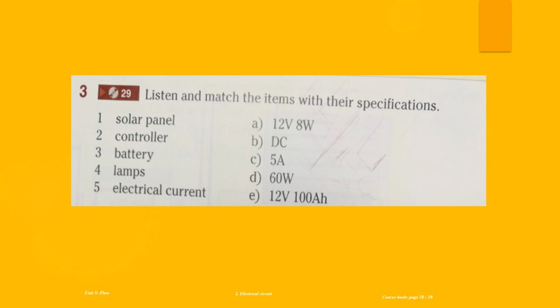Unit 5, recording 29. So to summarize, here again, these are the main parts of the system. A 60-watt solar panel, a 5-amp controller, a 12-volt 100 ampere hours battery, and 3 12-volt 8-watt lamps. Excuse me, what kind of electrical current is it? It's a direct current, DC. Is that clear now?